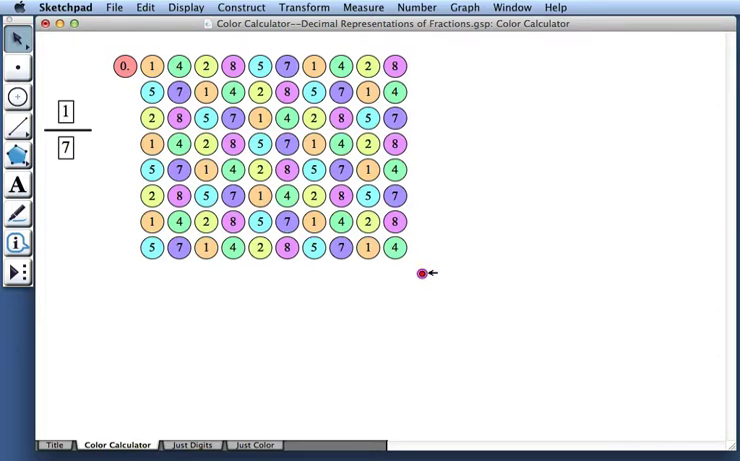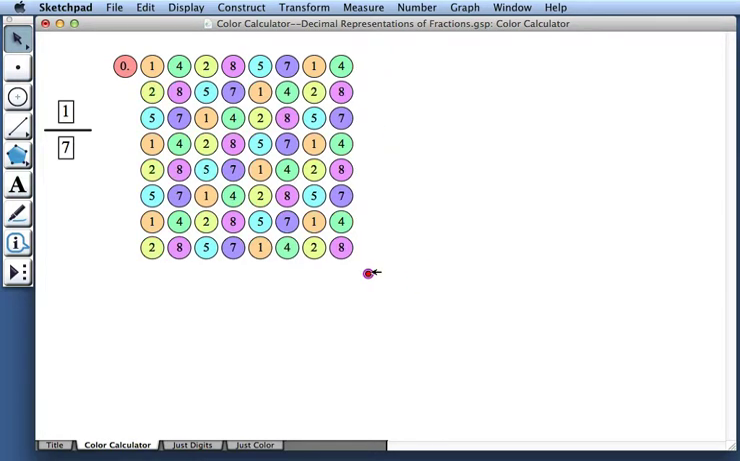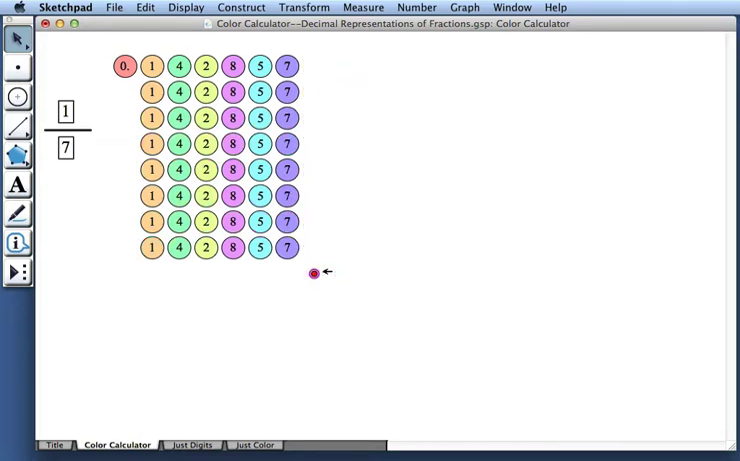If I drag, I can continue to look for patterns. Here's an interesting one. I see that 1/7 is equal to 0.14285714285714, and so on. In other words, it's a repeating decimal. This sequence of 6 digits repeats over and over again, and seeing it in this form makes it particularly vivid.